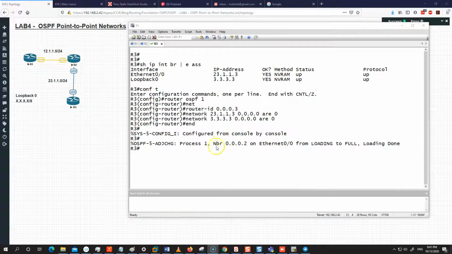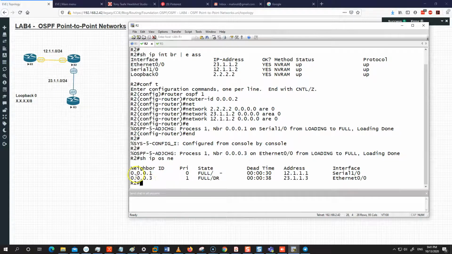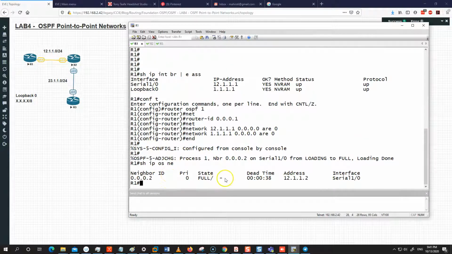Okay, so now we can see that we have our neighbor relationship up. If on all the routers I look at my neighbors, I can see that router 3 has one neighbor, in which router 2 is the BDR. And if I look at router 2, it has two neighbors, one with a point-to-point link, and for the point-to-point we do not need DR/BDR, but it's saying that router 3 is a DR from router 2's perspective. And then on router 1 we have point-to-point, DR/BDR is not required. So we have a little of everything.